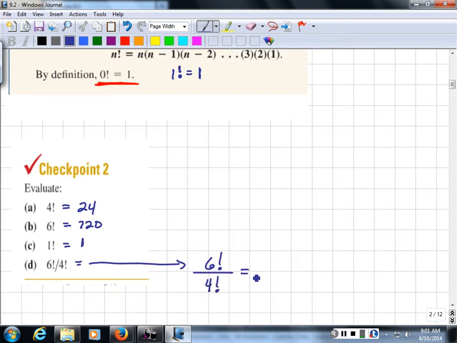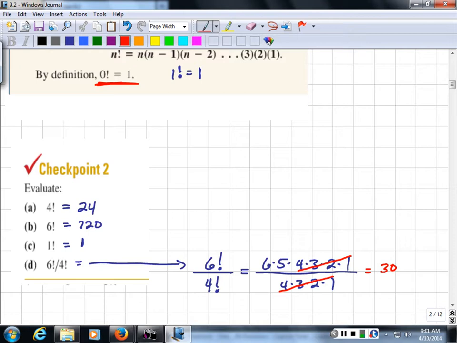What does this really mean? Well, 6 factorial is this, right? And 4 factorial is this. And if you look very carefully, that will just divide out, and what am I left with? As Jesse pointed out, it's 30.